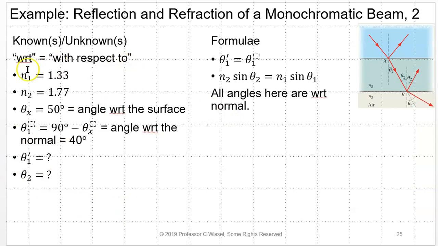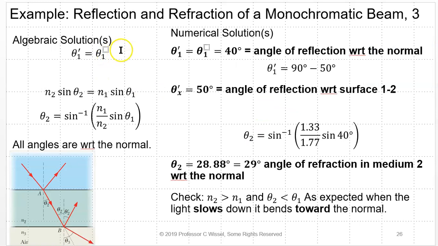Then you want to write down everything else. n1 is 1.33, n2 is 1.77. The angle is with respect to the surface, so we have to change it to be with respect to the normal. It'll be 40 degrees: theta 1, theta 1 prime, theta 2 prime. Theta 2 is what we're looking for. The easiest one is angle of incidence equals angle of reflection, and you probably immediately knee-jerk reacted, 40 degrees. But we also need this part: n2 sine theta 2 equals n1 sine theta 1. Of course, we remind ourselves again that the angles are with respect to the normal. It doesn't hurt to write this down. I make the same mistake all the time, so you're not alone.